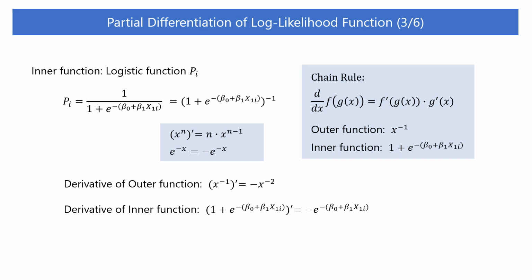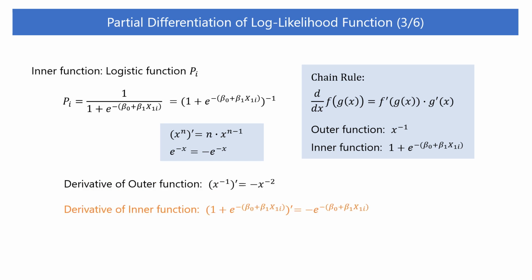Let's look at the inner function, pi. Pi can be rewritten in this way. It is a composite function that has these functions as the outer and inner functions. Using the chain rule, we find the derivative of pi as a product of the outer derivative and the inner derivative. The derivative of the outer function x to the power of -1 is minus x to the power of -2.